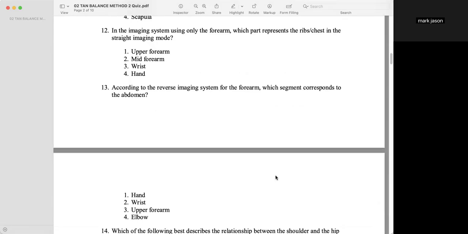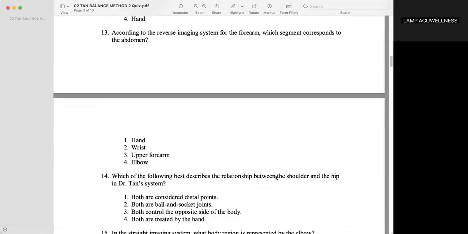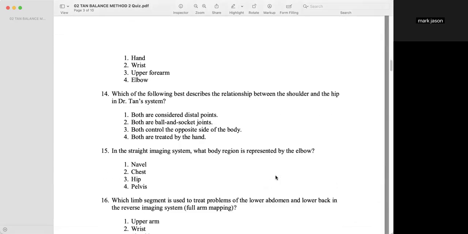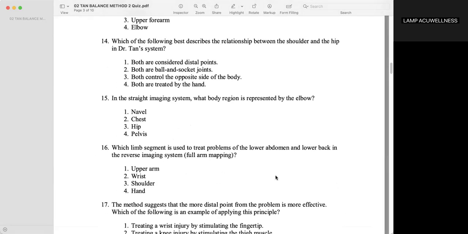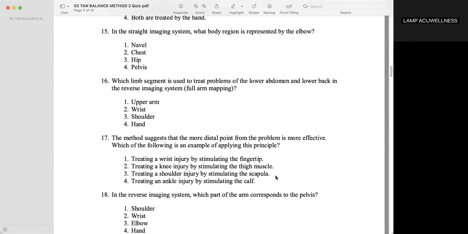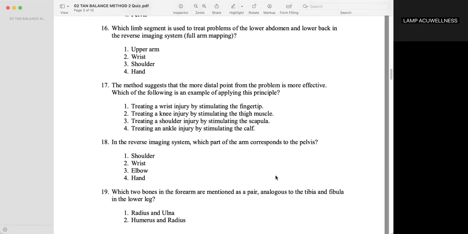Mid forearm. According to the reverse imaging system for the forearm, which segment corresponds to the abdomen? Upper forearm. Which of the following best describes the relationship between the shoulder and the hip in Dr. Tan's system? Both are ball and socket joints. In the straight imaging system, what body region is represented by the elbow? Navel.